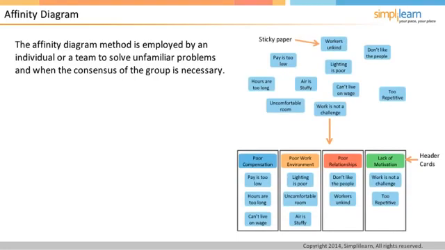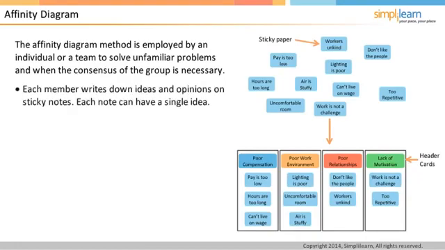To begin with, each member writes down ideas and opinions on sticky notes. Each note can have a single idea. The points which have surfaced during the brainstorming session are that the workers are unkind, pay is low, and it is difficult to survive on the pay structure, working hours are too long, etc. In the next step, all the sticky notes are pasted on a table or wall.